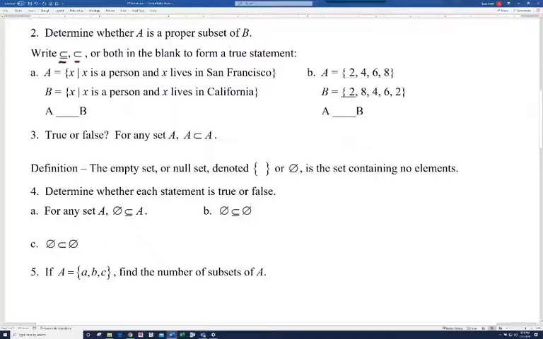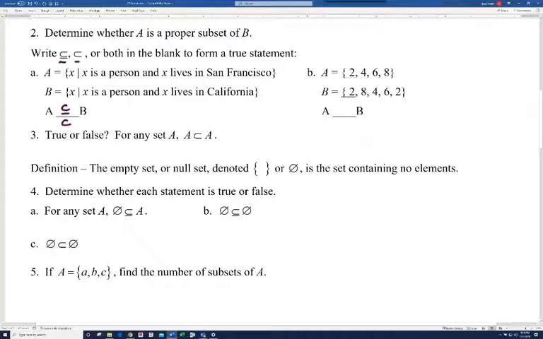So is A a subset of B? Well, yeah, because every person that lives in San Francisco lives in California since San Francisco is in California. Are these equal sets? Well, of course not. There's a lot more people that live in California that are not in San Francisco. And so we can say that A is a subset, and we can also say that A is a proper subset of B.